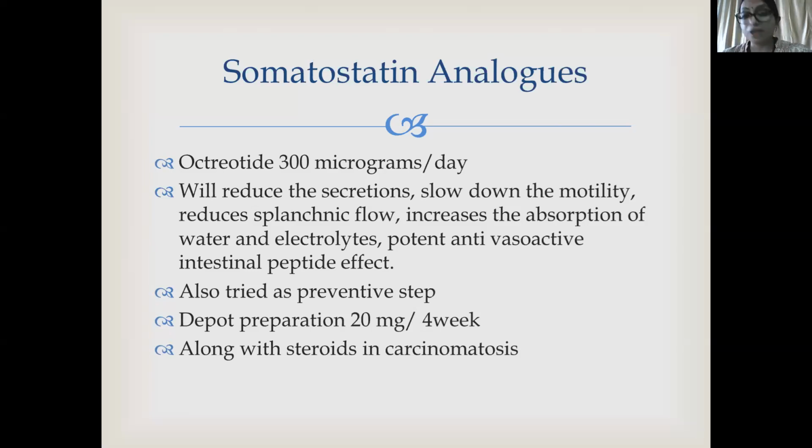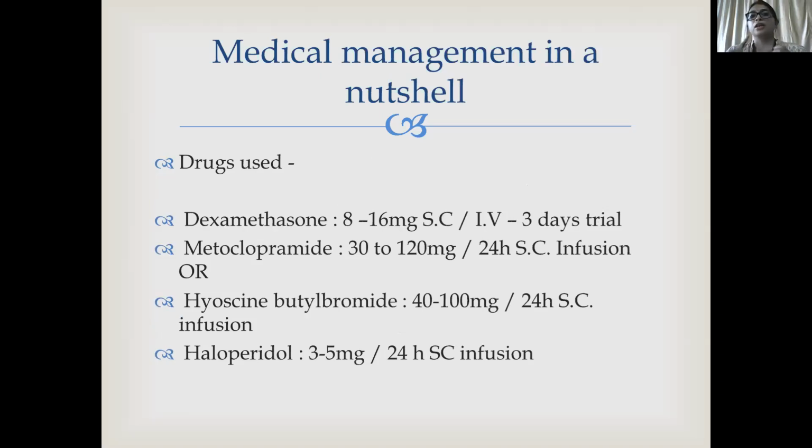Okay, depot preparations are also available, but generally in palliative care we usually give regular doses. It can also be combined with steroids in carcinomatosis. The problem with using anti-secretory agents like octreotide over drugs like Buscopan is that octreotide is very expensive. So try other means like hyoscine, and if it does not work, you always have octreotide. In a nutshell, pharmacological management in malignant bowel obstruction is basically dexamethasone, metoclopramide, hyoscine butylbromide, haloperidol. Of course, it can be combined with opioids if the pain is still severe. And laxatives can also be used, such as stool softeners.